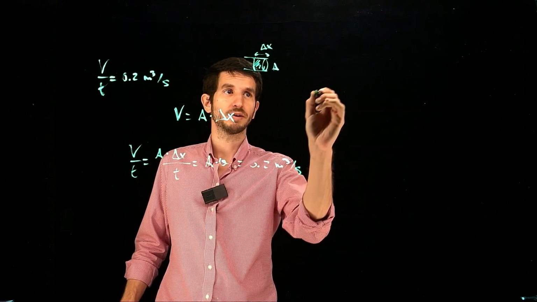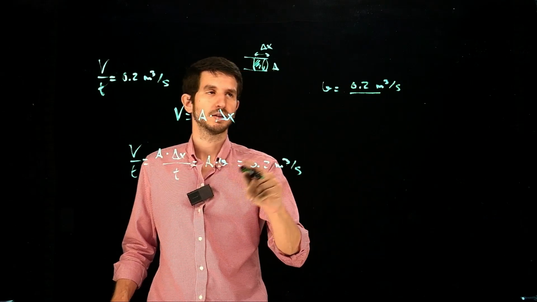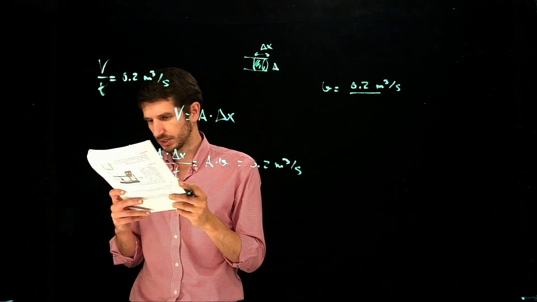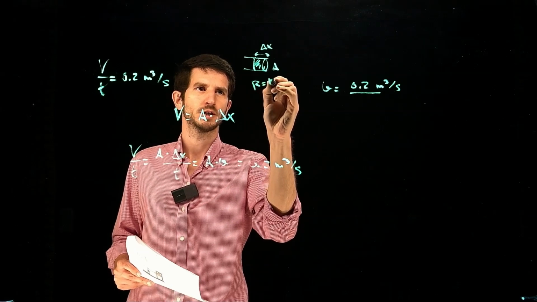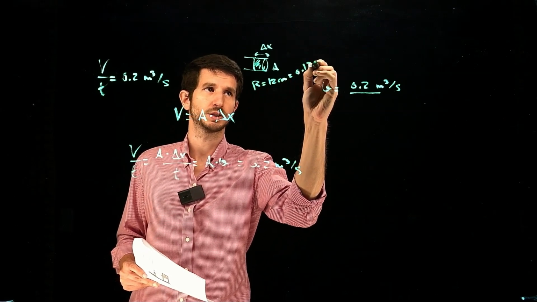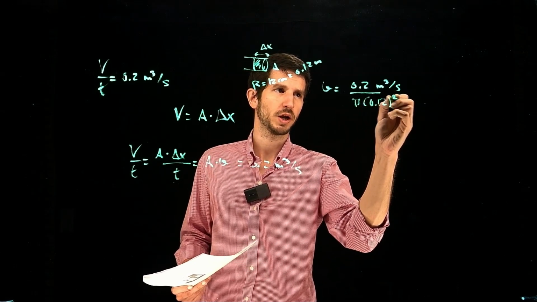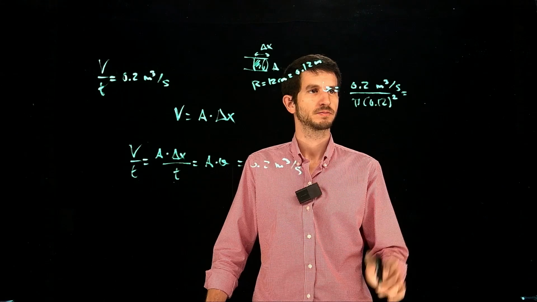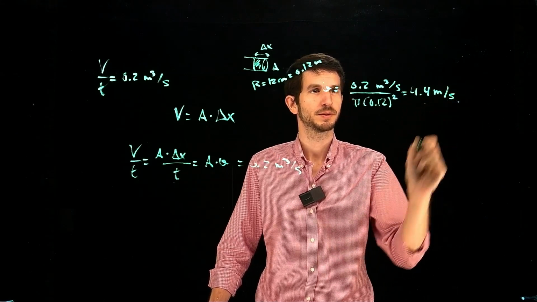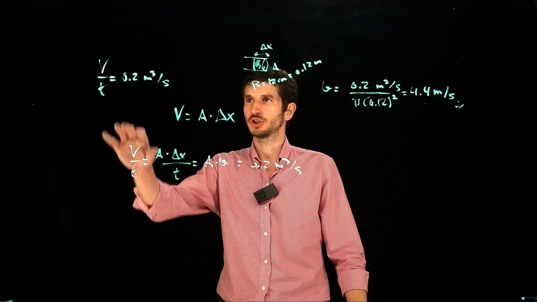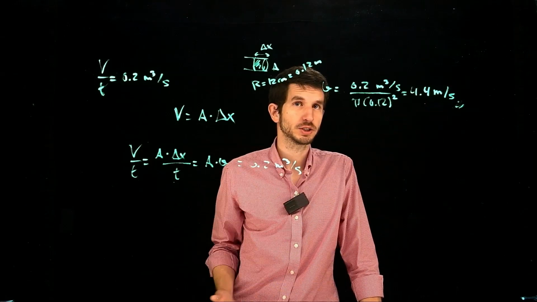So if you want to find the velocity, we just take 0.2 cubic meters per second and divide it by the area. In this case the duct is 12 centimeters radius, which is 0.12 meters. And so the area is going to be pi times 0.12 squared. And if you make these numbers, it's 4.4 meters per second. So to actually generate this flow through this duct, we would have to have this velocity.